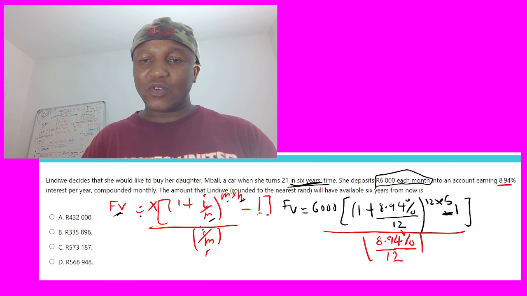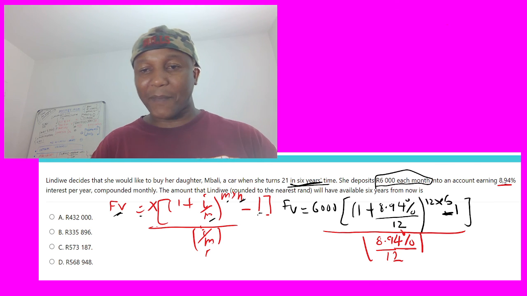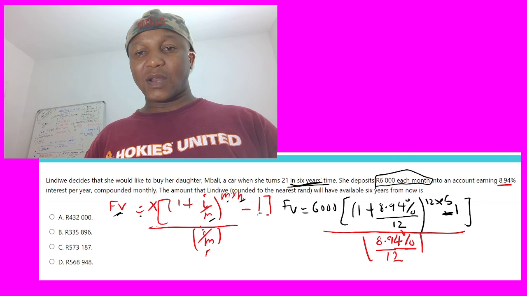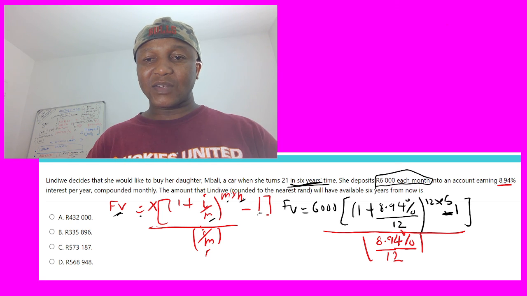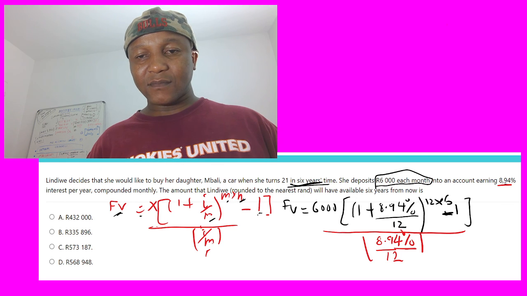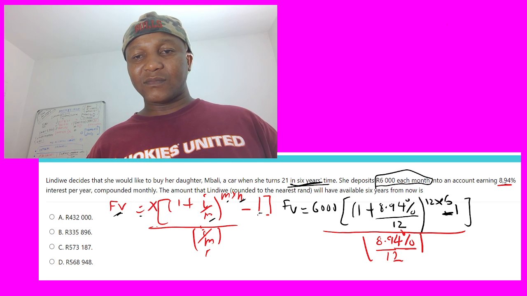You close, and then you go to the power. You say 12 times 6, because 6 is the time. 12 is how it was compounded, meaning you come here, you minus 1, and then you close. So now let's go to the bottom bracket, and they say 8.94. You divide by 12.